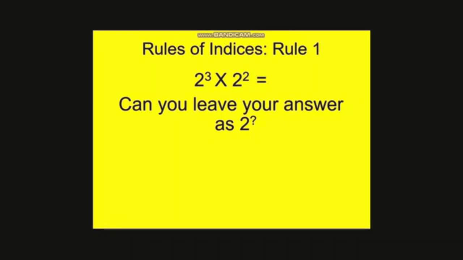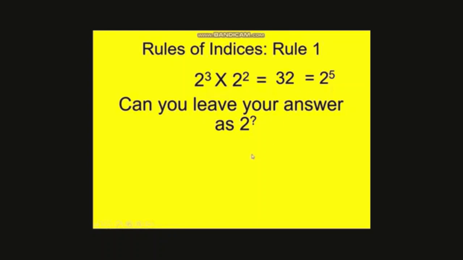Okay, when you've got your answer then, can you leave your answer as a power of 2? So you might want to just look back at your base 2 numbers and see if you can find which number or which power of 2 gives you your answer. Okay, so hopefully you'll have worked out 2 cubed is 8, 2 squared is 4, 8 fours are 32. But we want 32 as a power of 2. Well, if you look in your list, 32 is actually 2 to the power of 5.